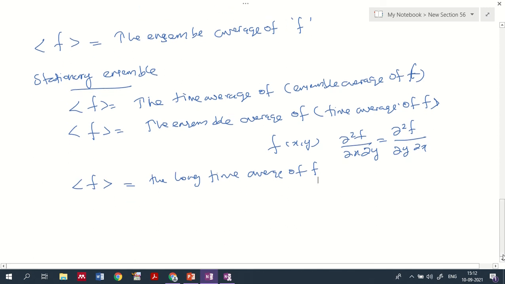Okay, and now when you consider any function, for example, if you calculate the ensemble average of a function f experimentally, the value you get will be the expected value. So the average of f means the expected value that you are going to get in that case.